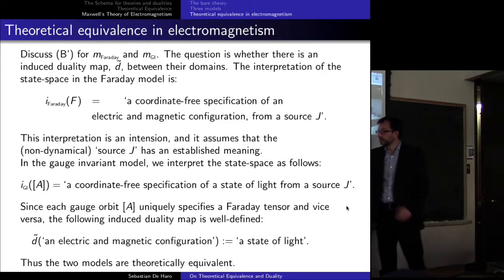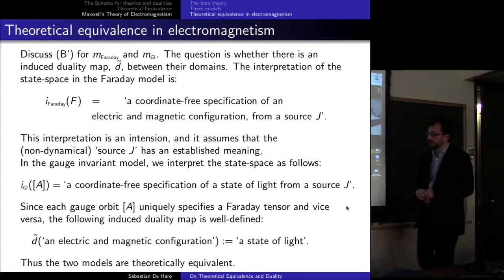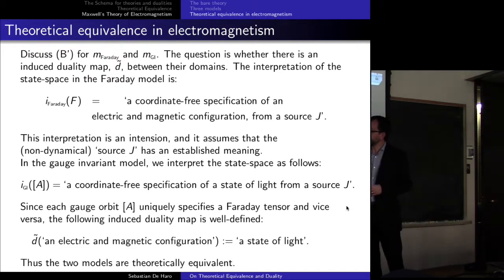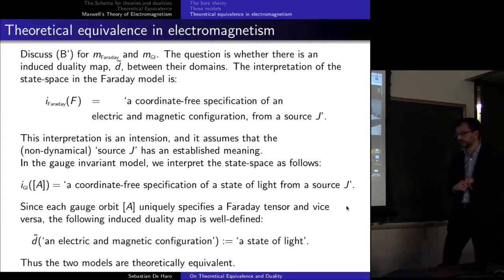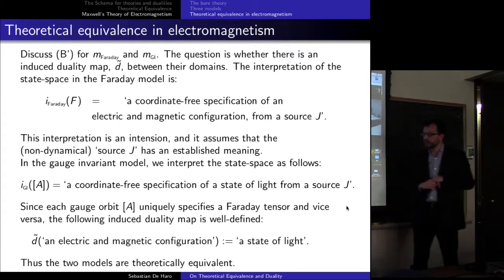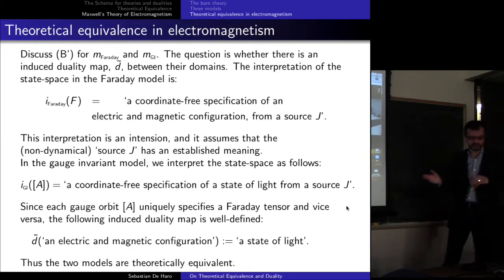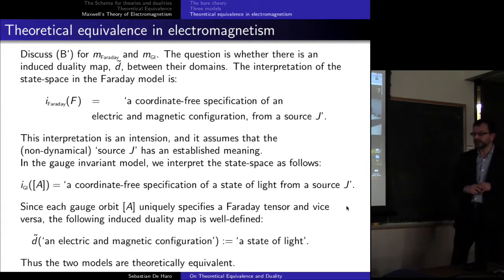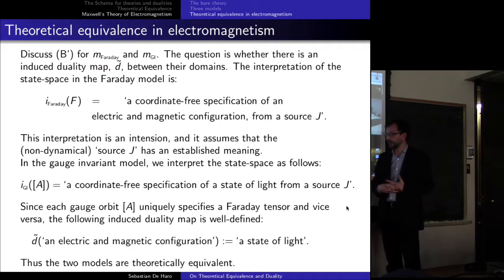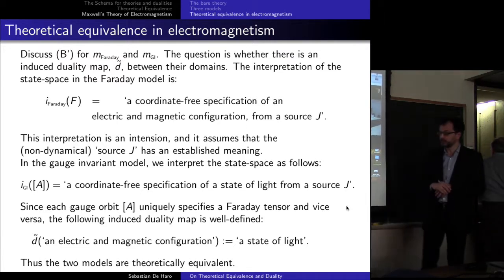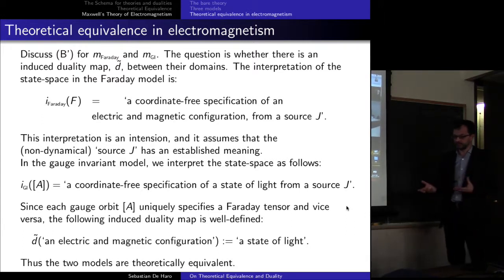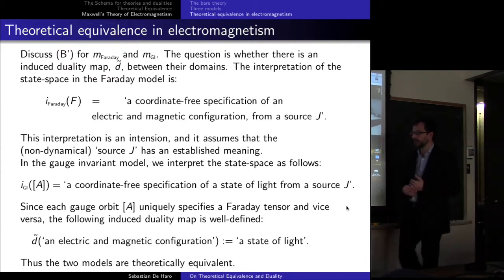Now, in the third model, the gauge invariant model, what is the natural interpretation of a gauge orbit? Well, it is something like a coordinate-free specification of a state of light from a source J. That's because we think of this vector potential in terms of, we solve a wave equation, it has polarizations. And so we can think of those polarizations in classical field theory as the two polarizations of a state of light. So with this vector potential, there is naturally a kind of classical photon associated with it.